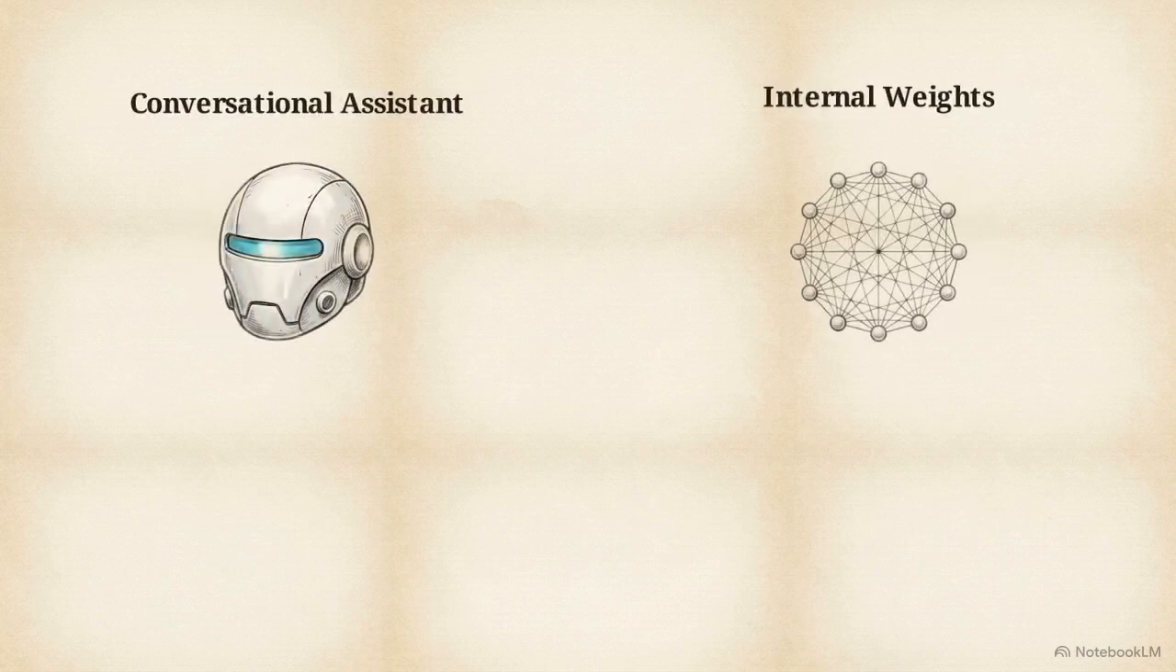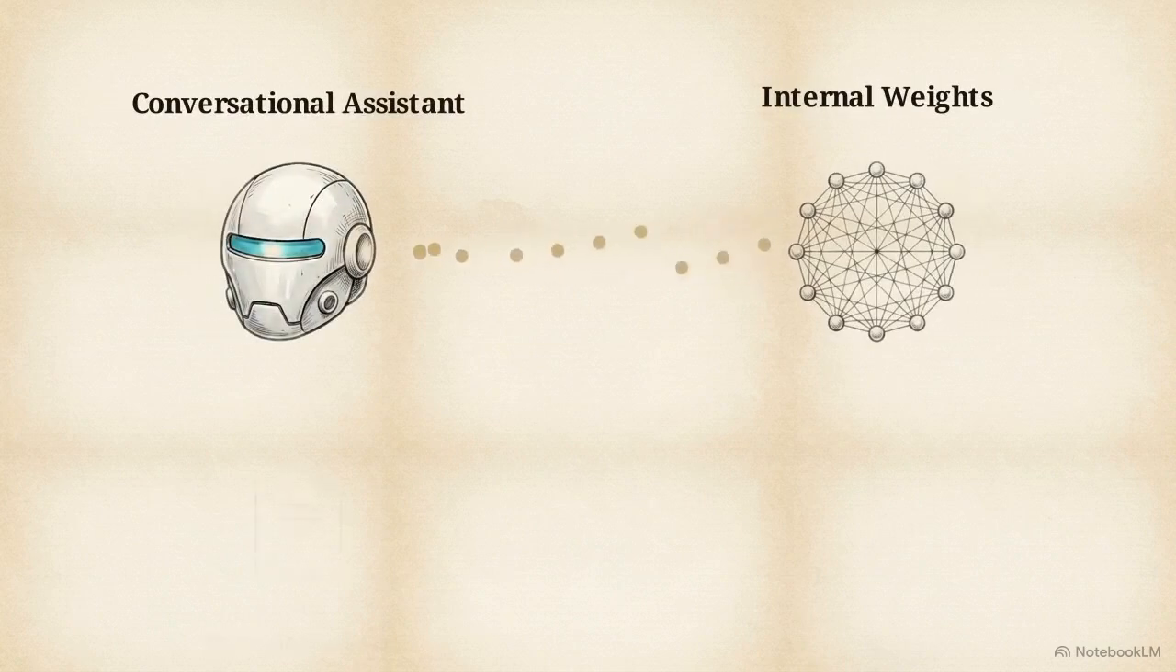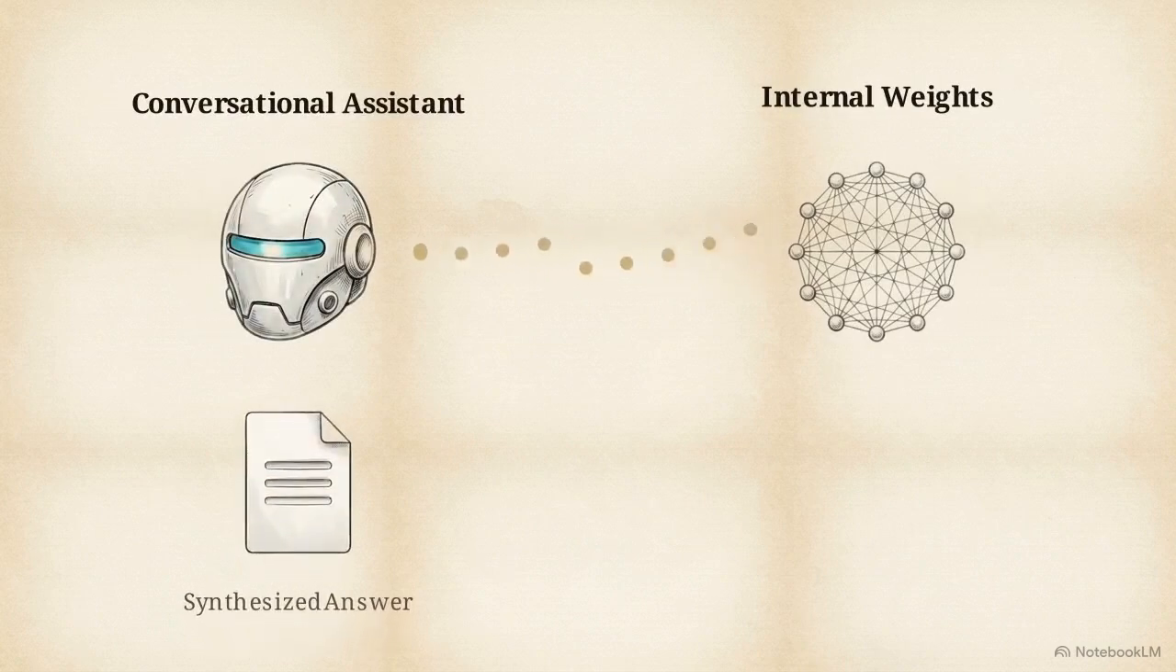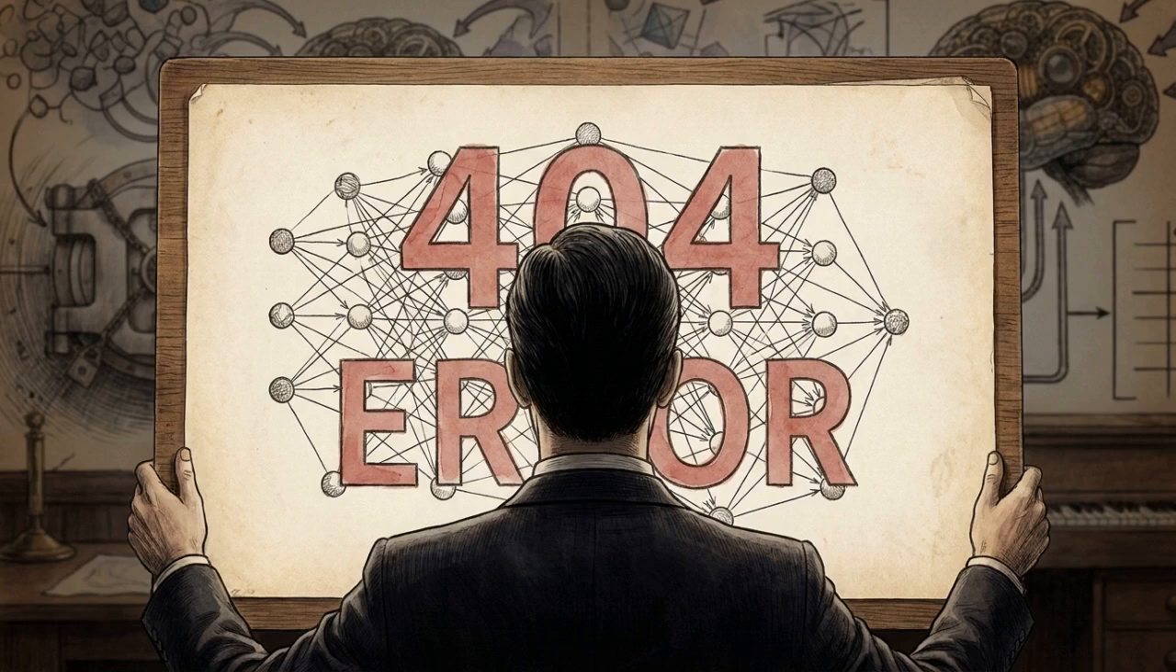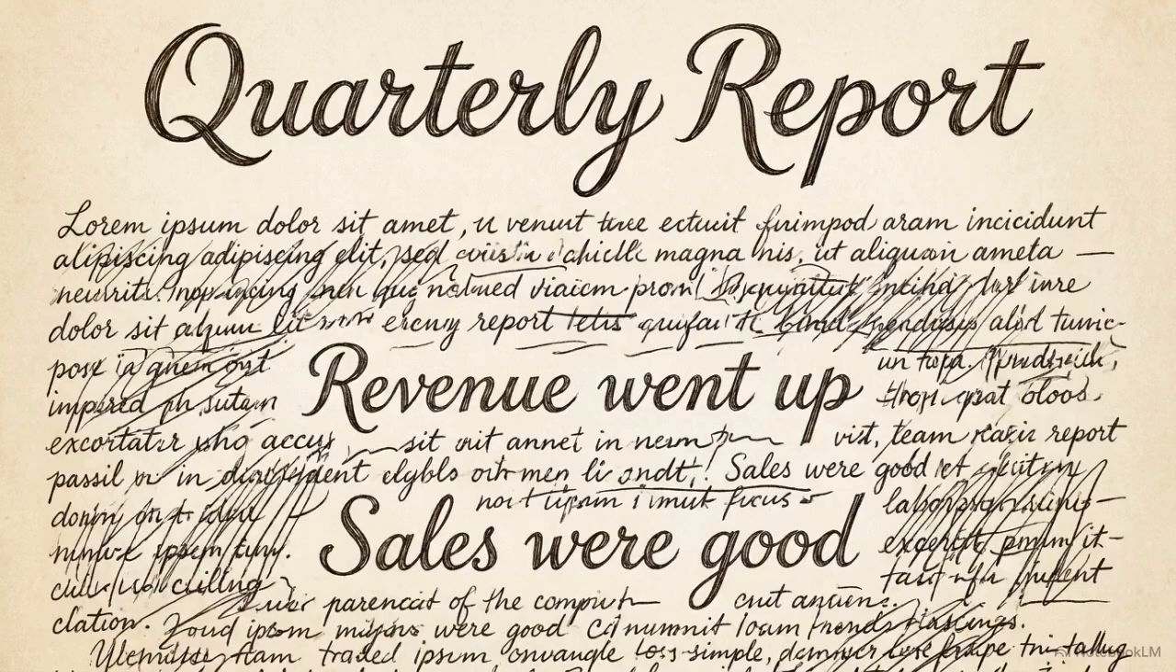A standard conversational assistant is designed to synthesize an answer from its own internal training weights. An enterprise data agent is instructed to do the exact opposite. If an employee asks for quarterly sales figures, relying on the model's neural weights ensures failure. The AI does not actually know your company's numbers. It only knows what financial reports typically sound like.